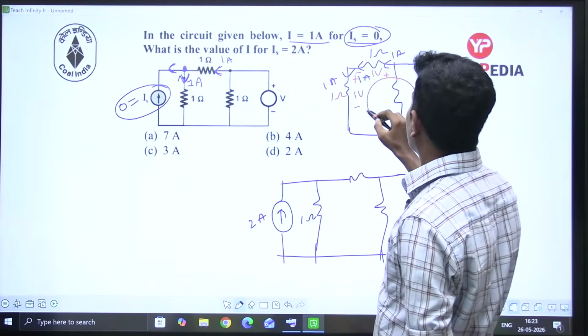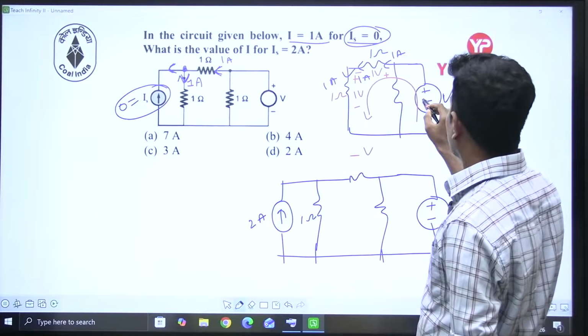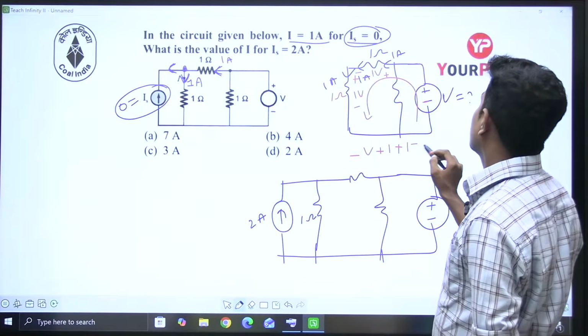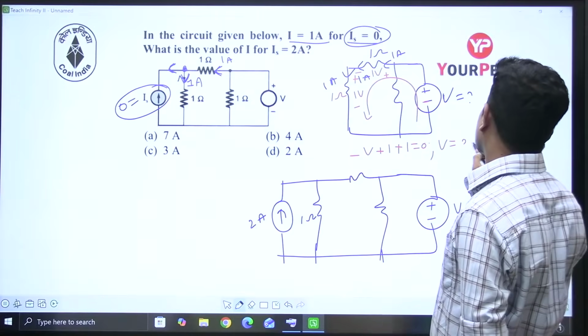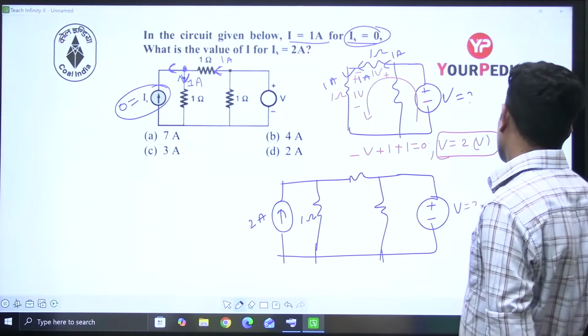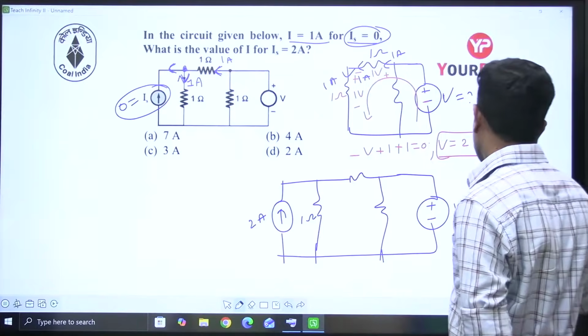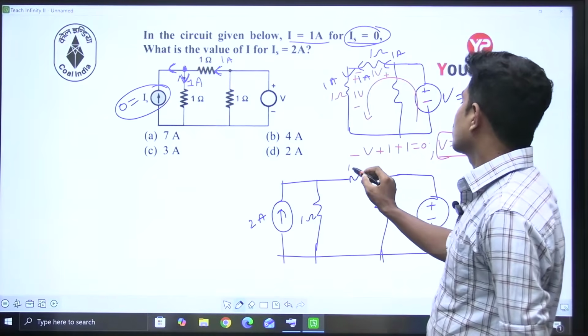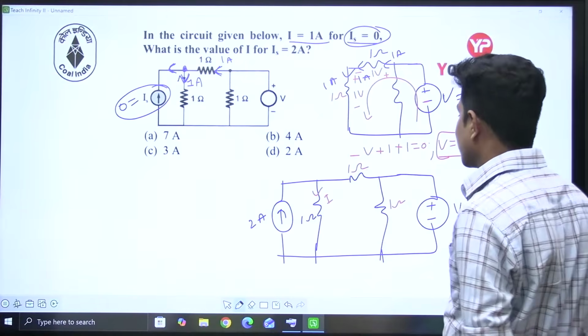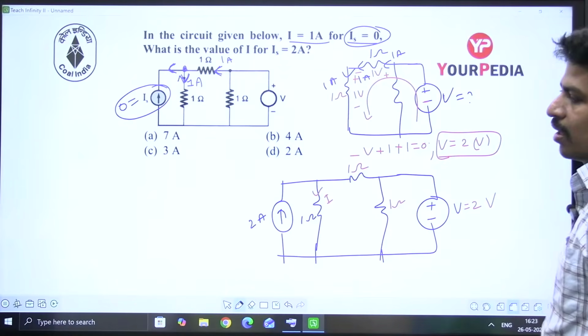Let's write the KVL for this loop. What you get? I'm starting here. Minus V, go forward, plus 1, go forward, plus 1 is equal to 0. So from this one, V is equal to 2 volts, not amperes. Now this is 1, this is 1. Now, he's asking this current.